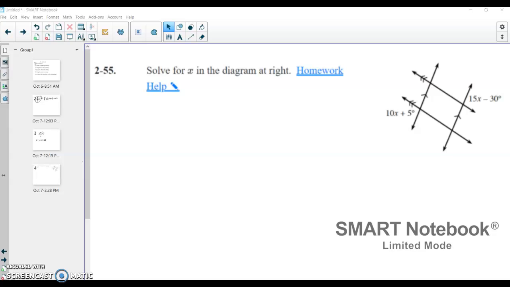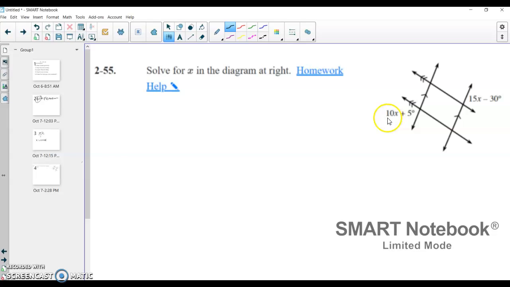Alright, here is a short video on homework problem 2-55 from homework 2.1.5. Okay, we are going to try to solve for x in this diagram to the right here. And we're going to figure out how to do that using our angle relationships.